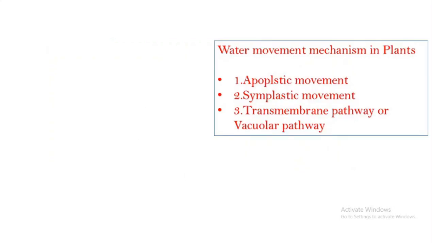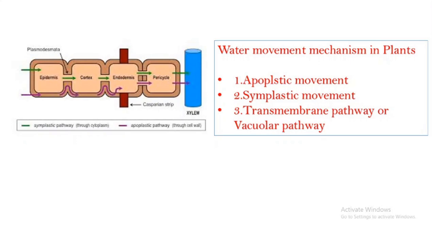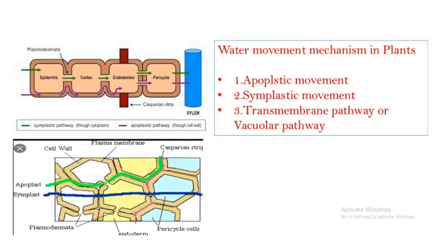When we see the next point, movement of water, there are three types of movements of water that take place. One is apoplastic movement, second one is symplastic movement, and third one is the transmembrane pathway or vacuolar pathway. The diagram shows the symplastic pathway and apoplastic pathway. When we see them one by one, the first one is the apoplastic pathway.